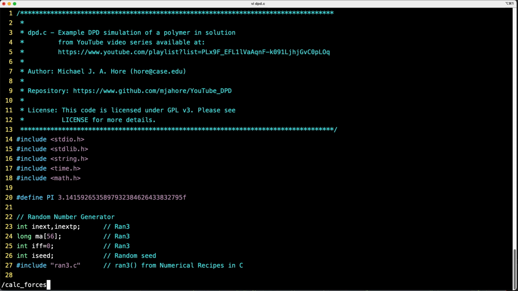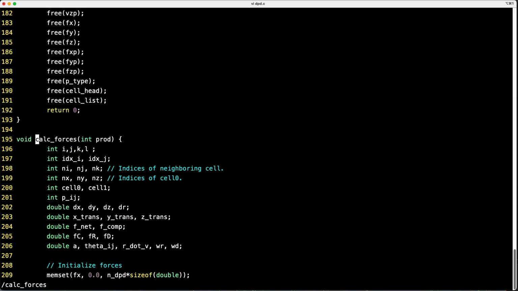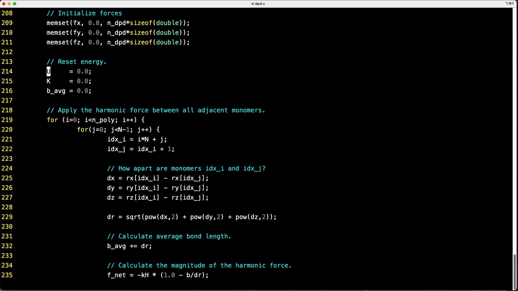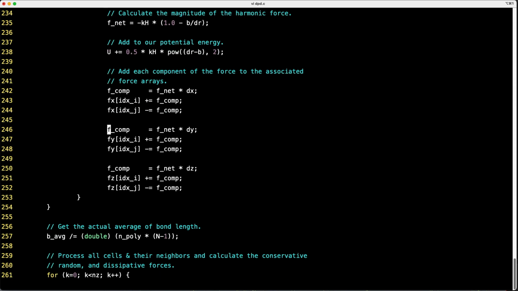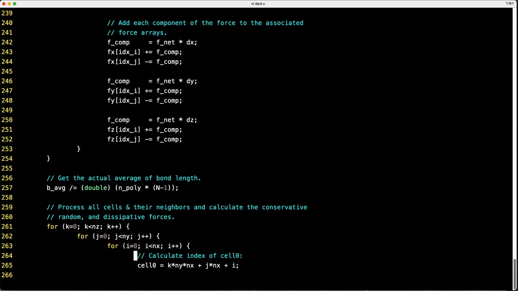If we go to calculate forces, let's see what we're doing. To me, the fact that the code is running so quickly means that down here, we must be skipping this, because this part of the code is the bulk of where our time is spent, and it should be running much, much slower than this. And my suspicion is that we're not looping through all the cells.